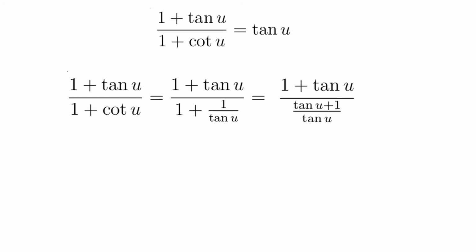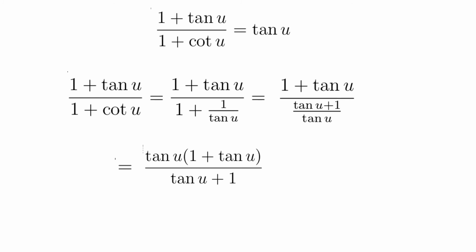Next, we combine the terms in the denominator into a single fraction. We recall that dividing something by a fraction is equivalent to multiplying it by the reciprocal of that fraction. Here, that means multiplying the 1 plus tangent of u numerator by tangent of u over tangent of u plus 1. The common factor 1 plus tangent of u can be cancelled in the numerator and the denominator of the new fraction. And that equals tangent of u, establishing the identity.